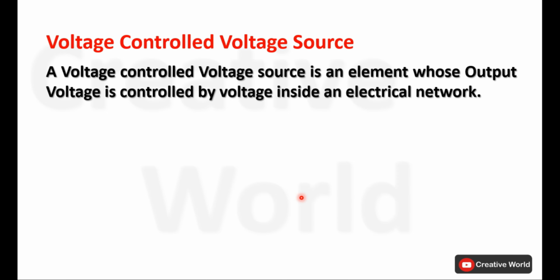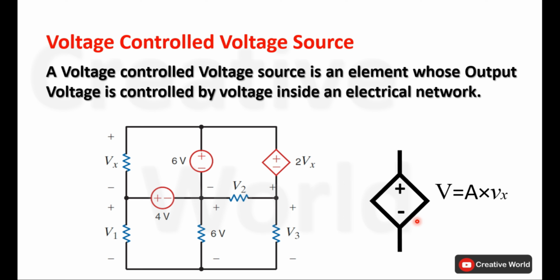A voltage controlled voltage source is an element whose output voltage is controlled by voltage inside an electrical network. Output voltage of this dependent source is being controlled through the voltage across any other element in that network. Symbol of voltage controlled voltage source is shown here and its output voltage equation is A multiplied by Vx. A is a constant multiplier and Vx is the voltage across any other element which is controlling the output voltage of this source.